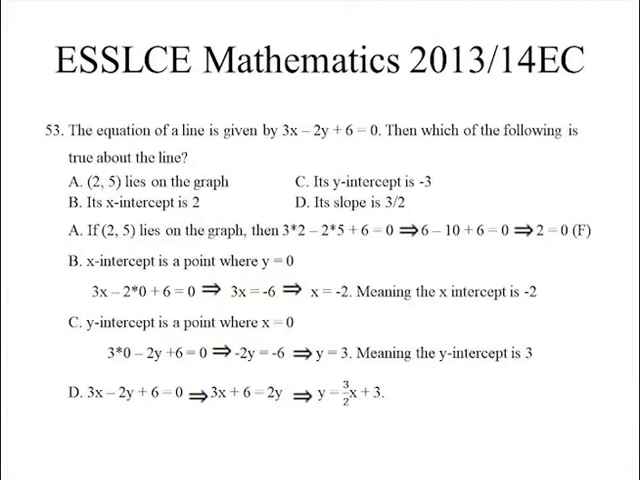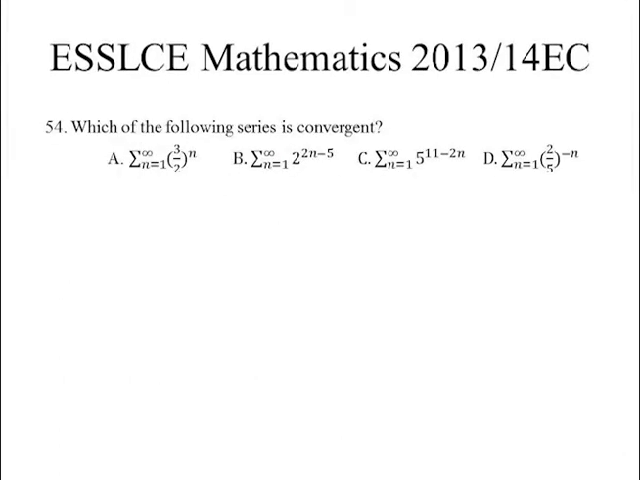In this expression, the slope is the coefficient of x, meaning 3 over 2 is the slope. Thus the correct answer is choice D. Question number 54. Which of the following series is convergent?